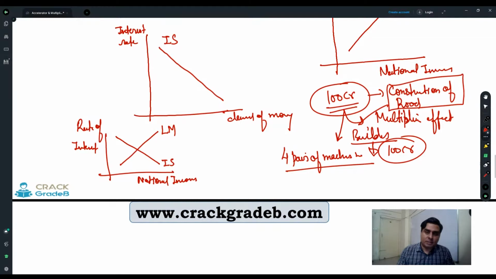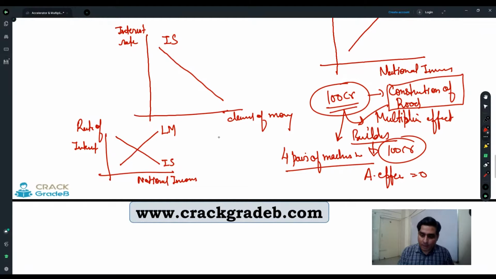So maybe there is a multiplier effect, but the accelerator effect is going to be zero. Why? He constructed that with only four pairs of machines. There is no additional investment, right? So the multiplier effect may be there, whatever we have found, but the accelerator effect is going to be zero.